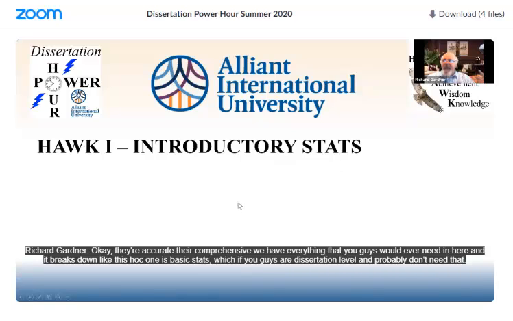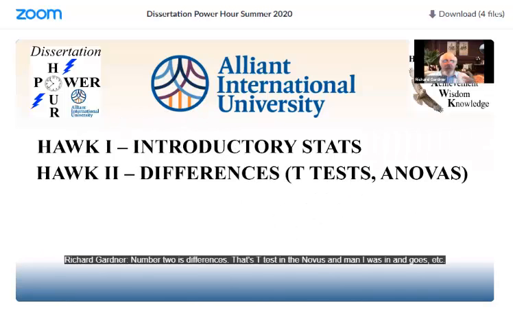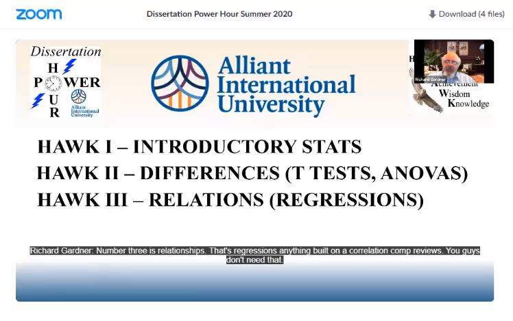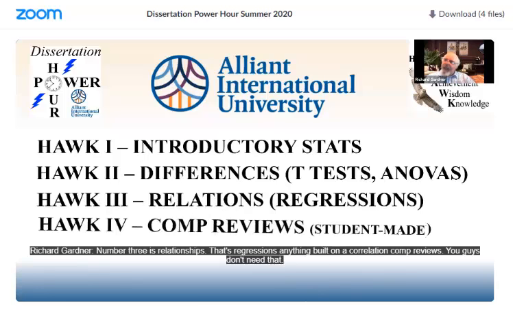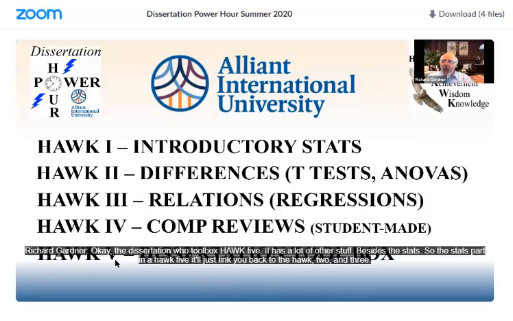Hawk 1 is basic stats, which if you guys are dissertation level, probably don't need that. Number 2 is differences. So that's t-tests and ANOVAs, and ANCOVAs, et cetera, et cetera. Number 3 is relationships. That's regressions. Anything built on a correlation. Comp reviews, you guys don't need that. Okay, the dissertation toolbox, Hawk 5, it has a lot of other stuff besides the stats. So the stats part in the Hawk 5, it'll just link you back to the Hawk 2 and 3.